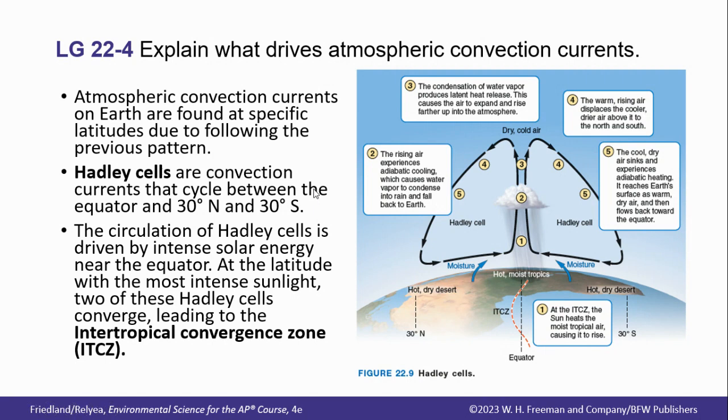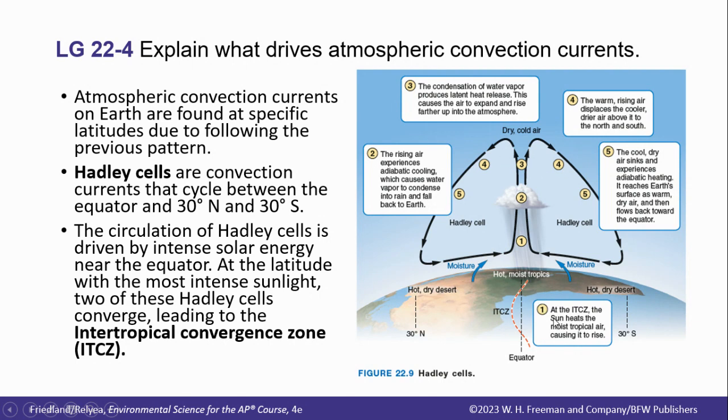The circulation of the Hadley cell is driven by intense solar energy near the equator. At the latitude with most intense sunlight, two of these Hadley cells converge, leading to the intertropical convergence zone. So that should tell you kind of where these things are located. So 30 degrees north, 30 degrees south, it's going to be in that tropical zone where you're going to find a lot of your tropical climates, such as beaches and things like that, and warm tropical rainforests.